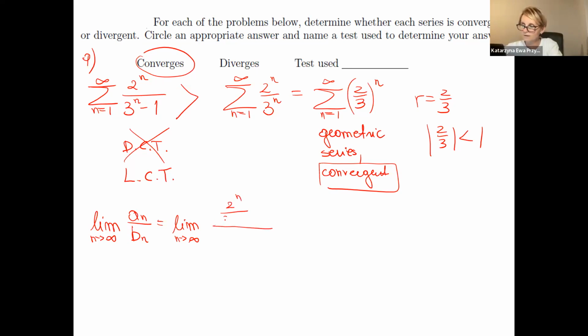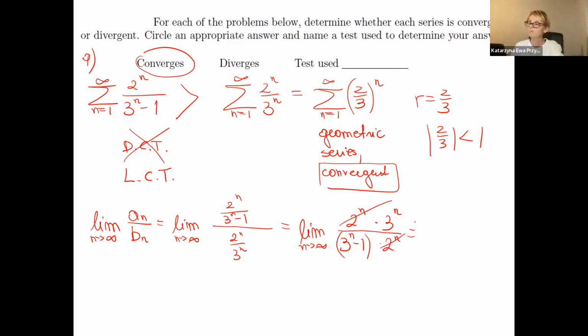We have 2 to the n over 3 to the n minus 1, over 2 to the n over 3 to the n. And let's simplify, because that's a little bit messy. 2 to the n over 3 to the n minus 1, and then dividing by fractions means multiplying by the reciprocal. And what is this limit? 3 to the n over 3 to the n minus 1? Yes, it is 1, it's a positive number.